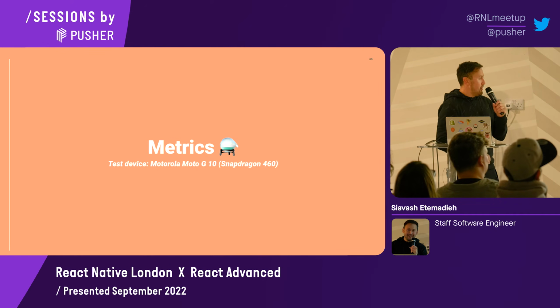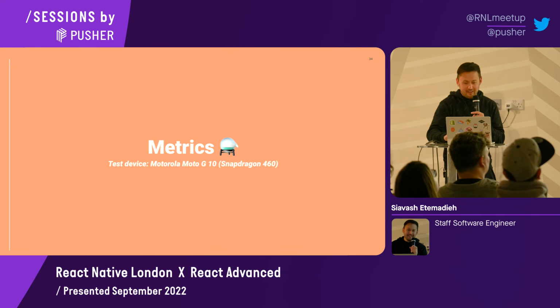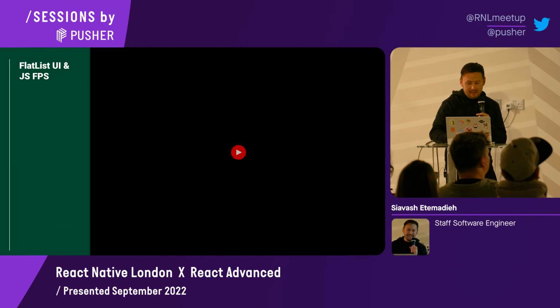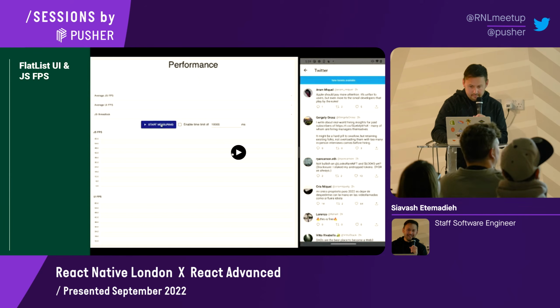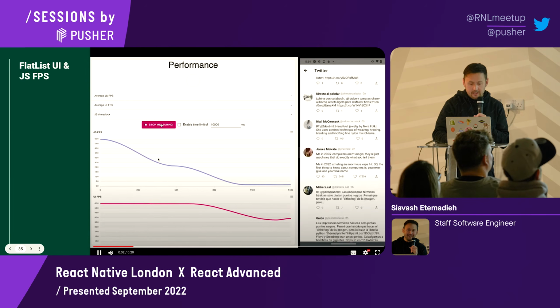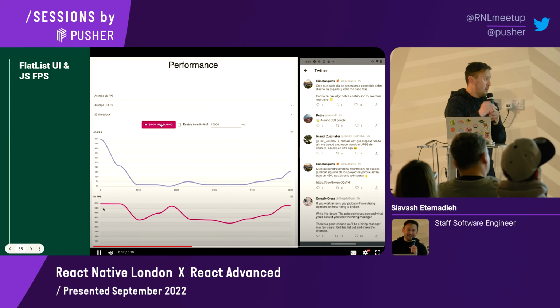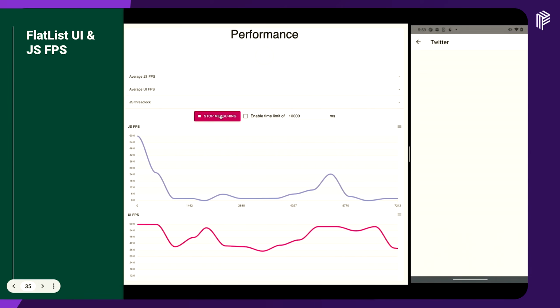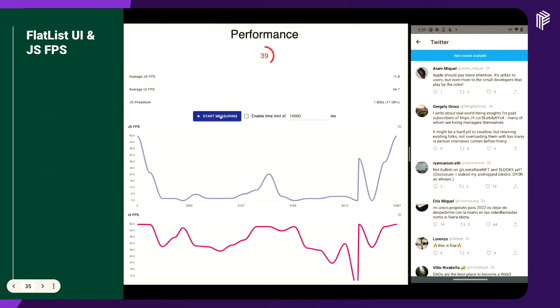So I'm just going to show you some metrics. Again, this is on the same $100 device. I'll first show you FlatList. This is measuring FPS. As you can see, the UI FPS is dropping quite a bit, but what's more of a concern is the JS FPS here. The main scroll action is actually going below 5 FPS.